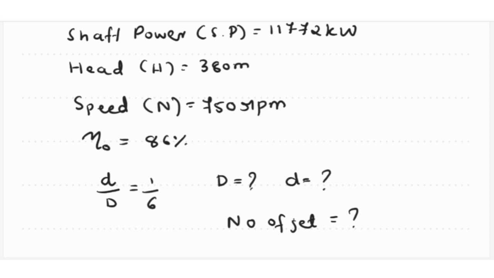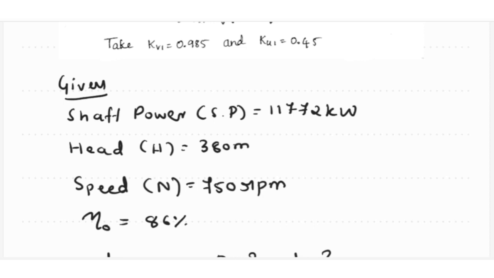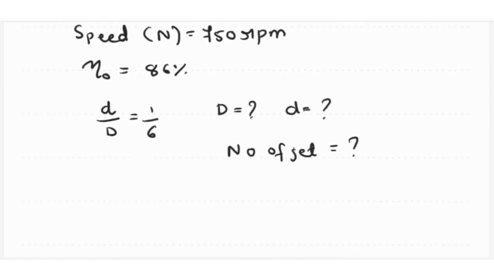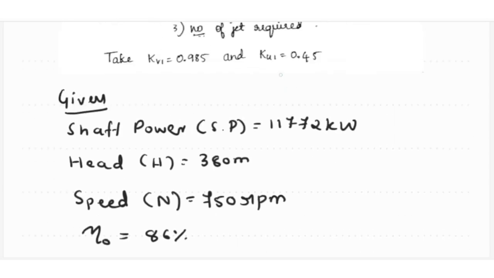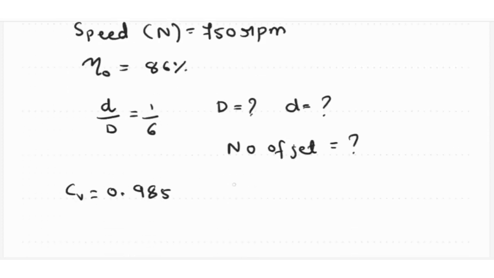One more thing, at the bottom Kv1 and Ku1 are given. Kv1 is nothing but Cv, so Cv is equal to 0.985. And one more thing, that is Ku1, which is nothing but speed ratio phi, we can take it as 0.45. So phi is given as 0.45. Let us calculate the velocity.